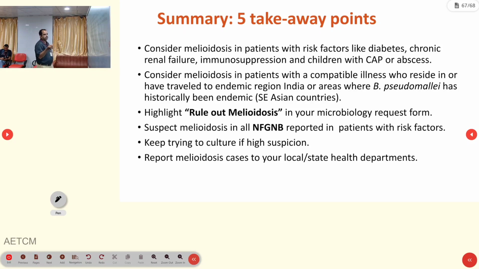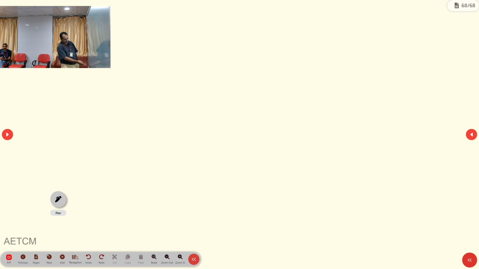If your patient comes from any Southeast Asian country with acute pneumonia, think of melioidosis. Just write in the microbiology form, rule out melioidosis, no harm in overdiagnosing. We'll try our best, we will not miss it. If you find any non-fermenter gram-negative like Burkholderia cepacia being reported in your patients with risk factors, think about melioidosis. Send repeated cultures so that we get yield, because culture is the only way to diagnose melioidosis. Thank you. If you have any doubts, you can ask.